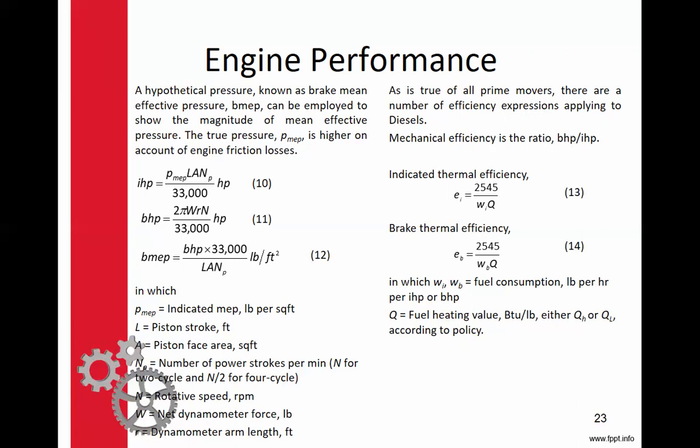As is true of all prime movers, there are a number of efficiency expressions applying to diesel. So the mechanical efficiency is the ratio BHP over IHP. Indicated thermal efficiency, E sub I is equal to 2545 over W sub I Q. Brake thermal efficiency, E sub B is 2545 over W sub B Q, in which W sub I and W sub B is the fuel consumption, pounds per hour, per IHP or BHP. Q is the fuel heating value, BTU per pound, either QH or QL according to policy.